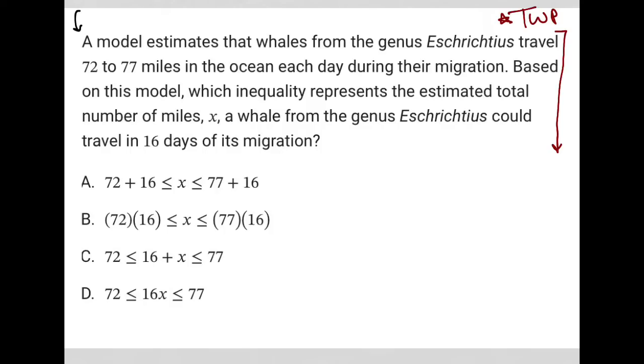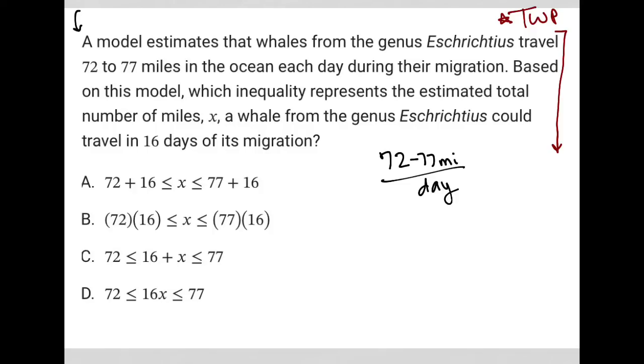So the first sentence says a model estimates that whales from the genus E travel 72 to 77 miles in the ocean each day during their migration. Okay, so 72 to 77, and we're going to say miles per day is our range for the distance that whales travel during migration. Based on this model, which inequality represents the estimated total number of miles, X, a whale from genus E could travel in 16 days of its migration?